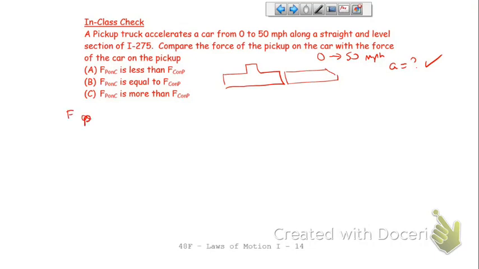Force of the pickup on the car, force of the car on the pickup. Is that one bigger than that? Is it equal to that? Or is it less than that? Now we've got acceleration. F equals ma. Decide, and then tell your nearby neighbor what you think. Now it's not like everything's coasting. Now things are accelerating. Are these two forces still the same?